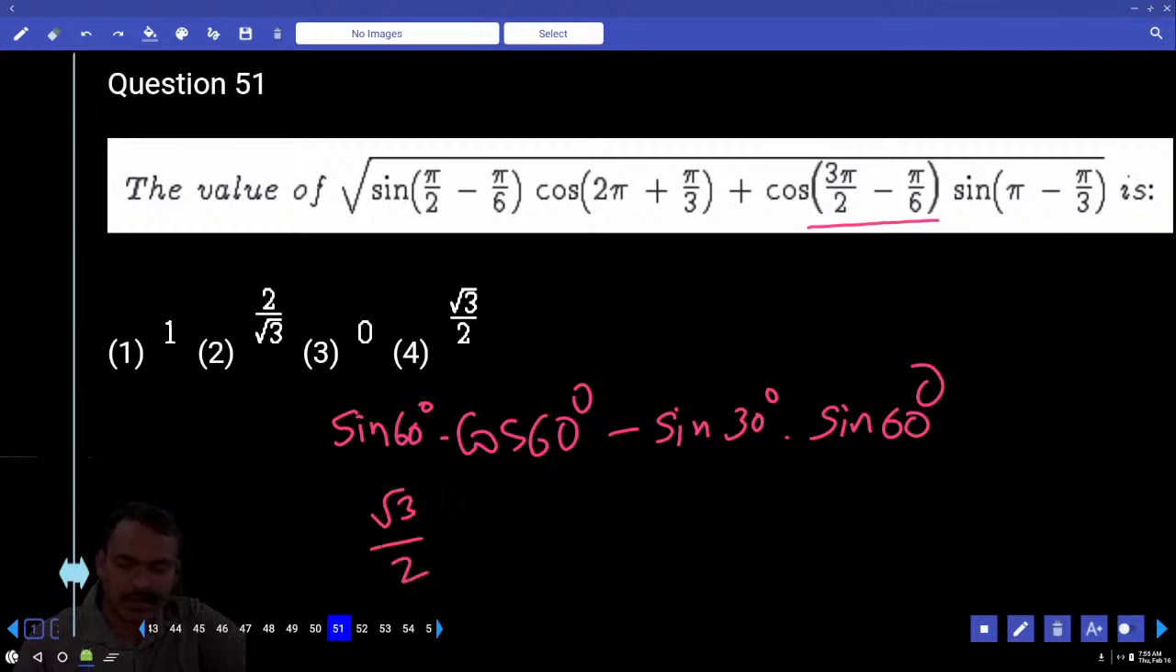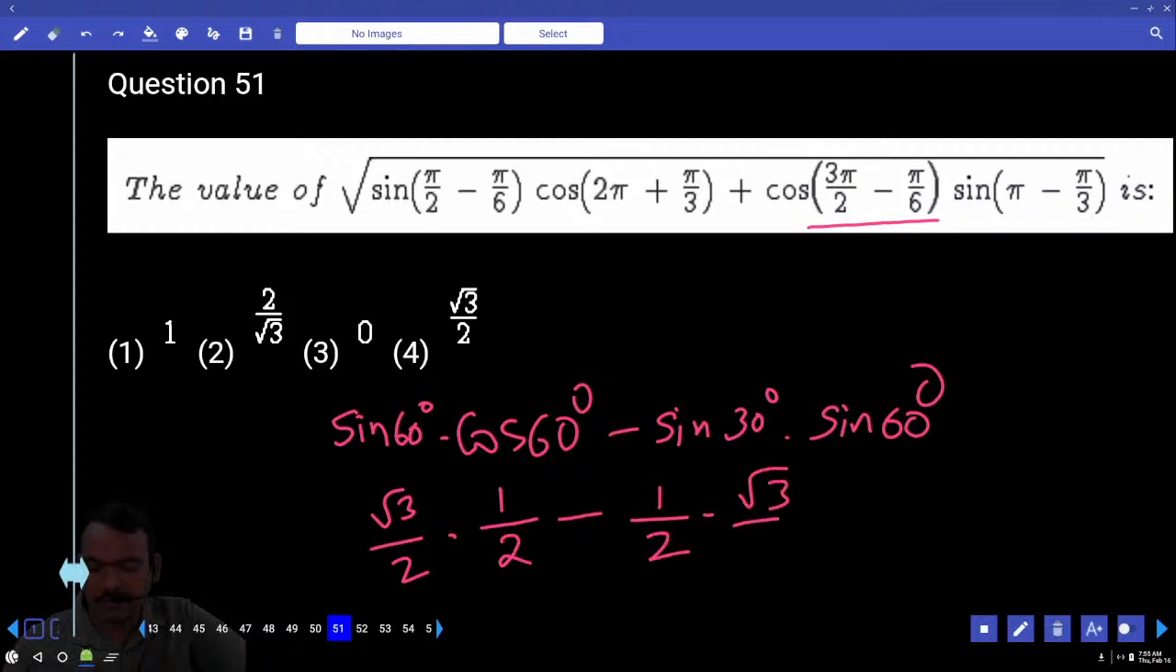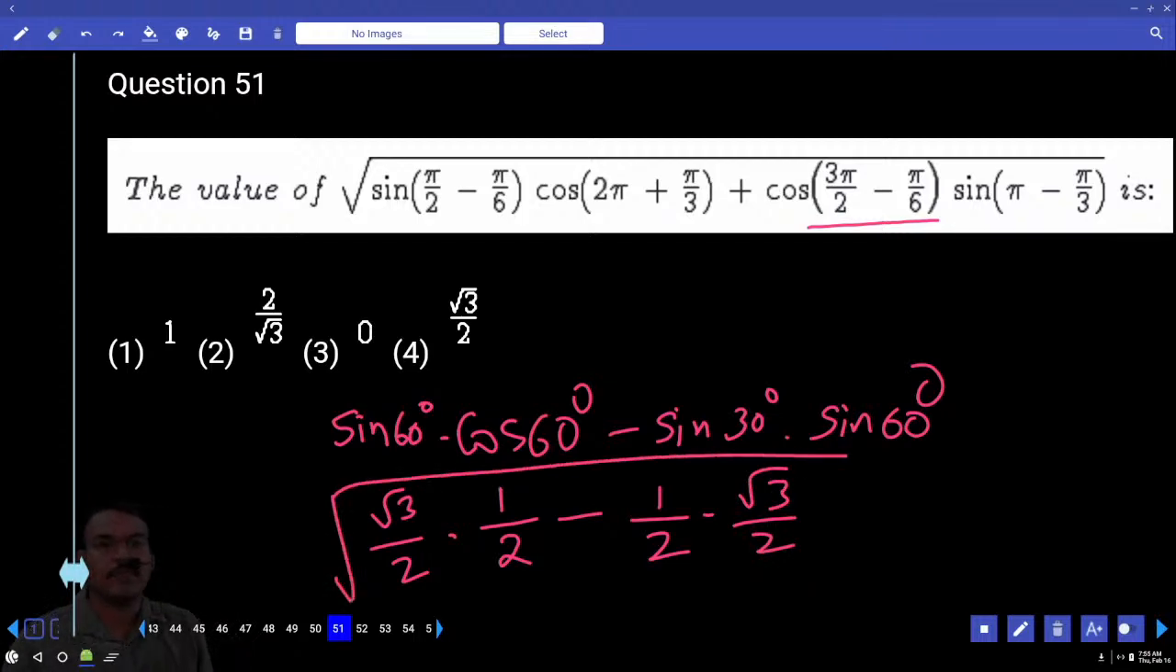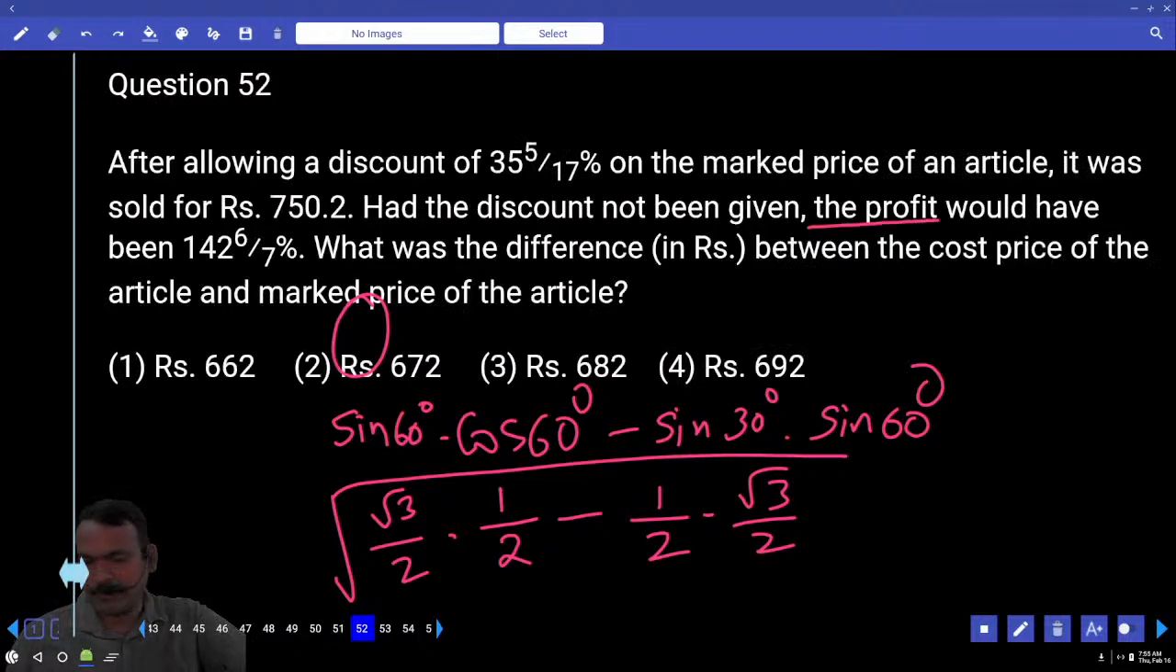What is sin 60? Root 3 by 2. Cos 60 is 1 by 2. Minus sin 30 is 1 by 2. Sin 60 is root 3 by 2. Almost the same values. Root 3 by 4 minus root 3 by 4 is 0. We are getting 0. Square root of 0 is 0.